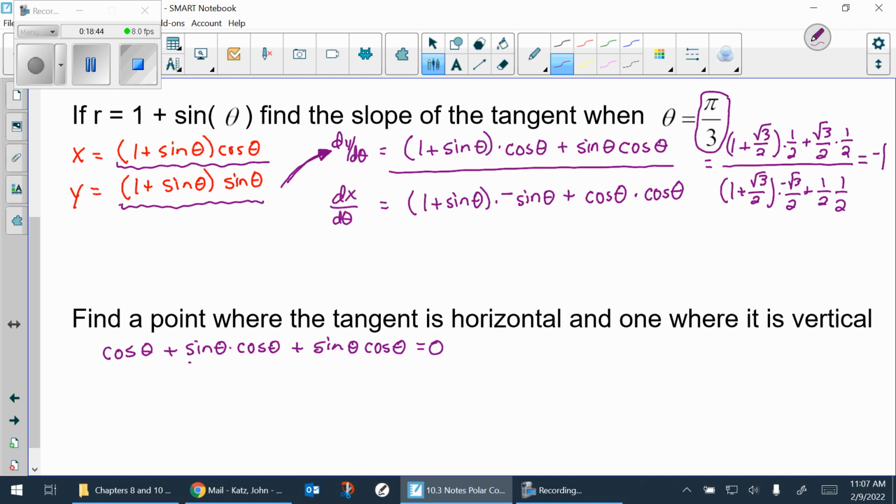Actually, if I were to combine like terms, I think what I would have is 2 of those sine theta cosine thetas. That's what I want to equal 0. So I think what I will do is factor out a cosine: cosine of theta times 1 plus 2 sine theta. And I would like that to equal 0.